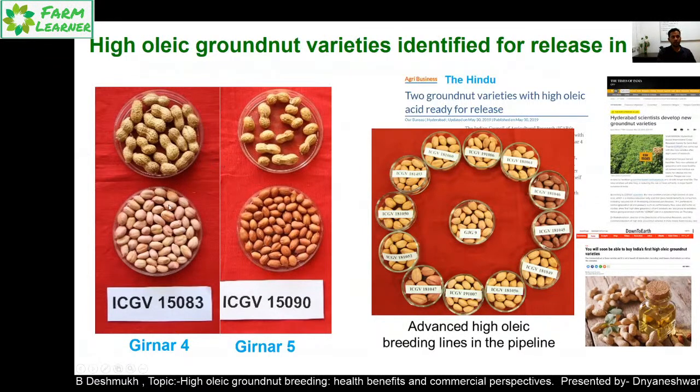Even though these two varieties were bred at ICRISAT, that was not the full stop for high oleic breeding, because there is huge demand for high oleic peanuts, not only in the oil industry but also the confectionery industry. What the confectionery industry wants is a bigger kernel like this, as well as high oleic content. So there has been an attempt to develop high oleic peanuts along with bold kernel size.